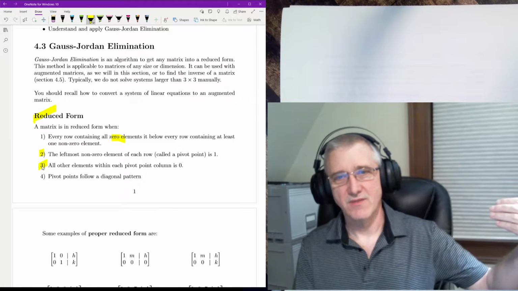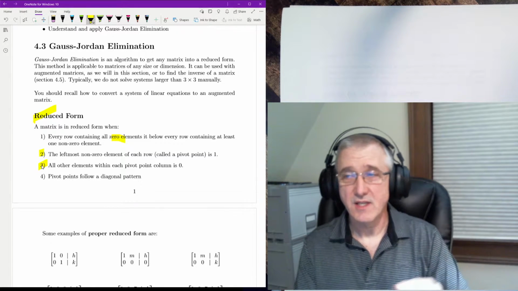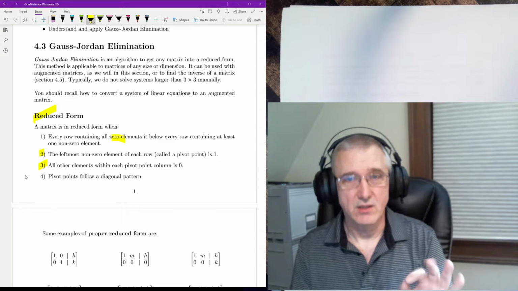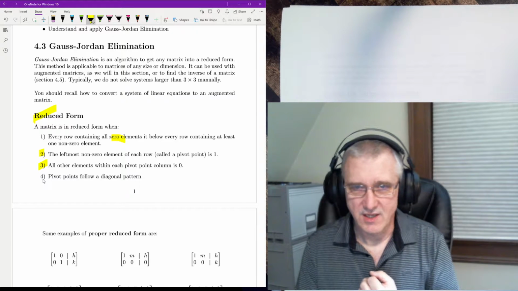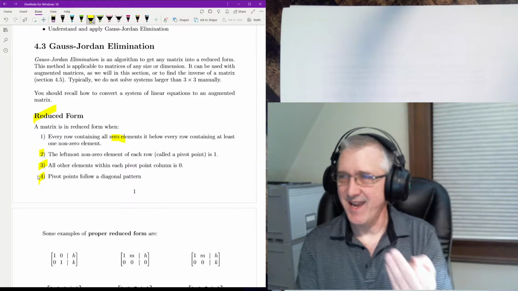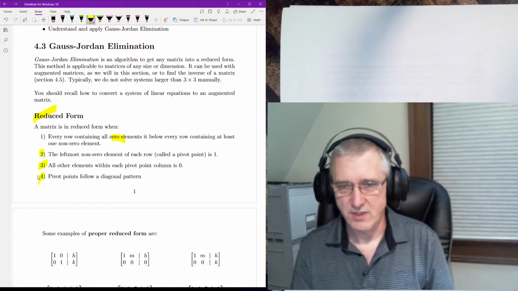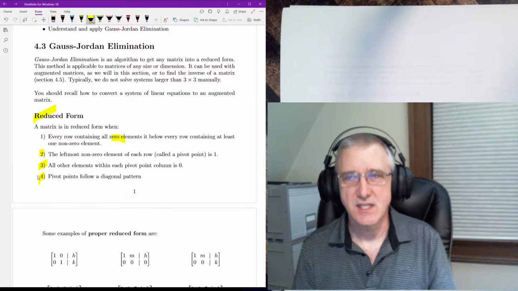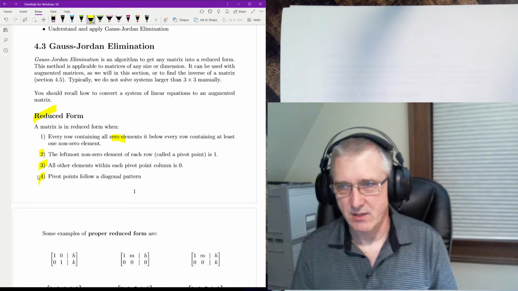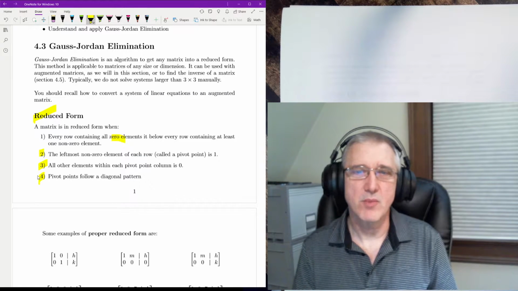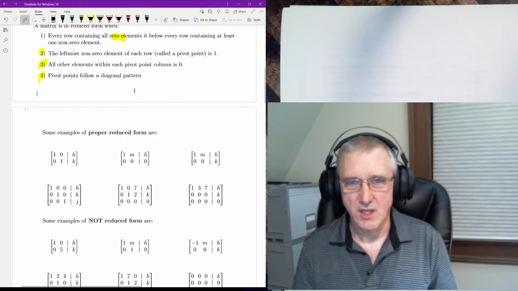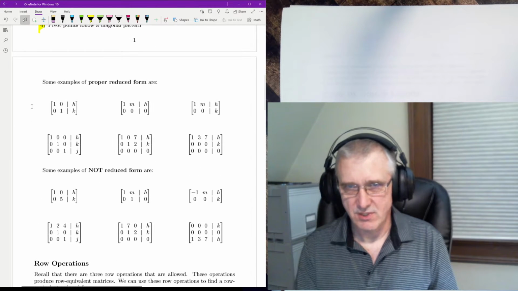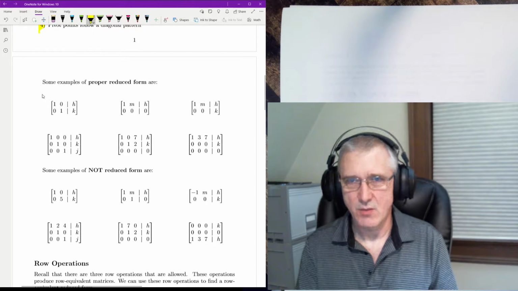And four, the pivot points follow a diagonal pattern. They're not necessarily on the diagonal, but they follow a diagonal pattern. This is a little bit hard to say with these four points, but you'll come to recognize them pretty quickly and easily. We're just going to look at some examples, and that'll probably help clear it up. So this first set, these are proper reduced form.